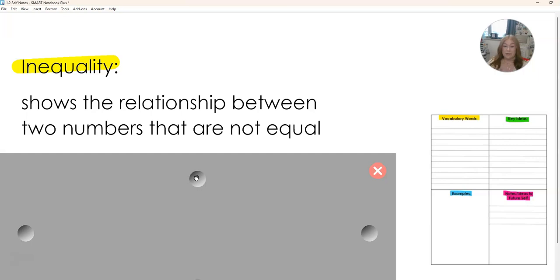So an inequality is going to show that relationship between two numbers that are not equal. So if we have 7 and 5, we know those are not the same. We're going to use those inequality signs to show which one is bigger and which one is smaller. So an inequality shows that relationship.